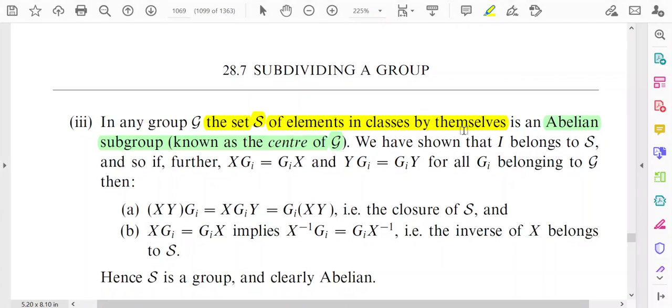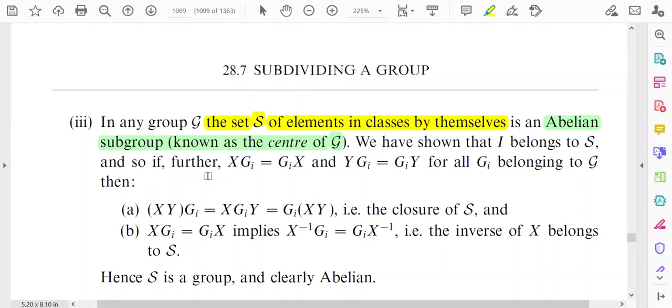So, if you consider all these elements, they will form a set of elements S, and the set S of elements in classes by themselves is an abelian subgroup. If you consider all those elements contained in the set S, that will be an abelian subgroup of capital G. We have already shown that I belongs to S, I is an element of that particular set S.